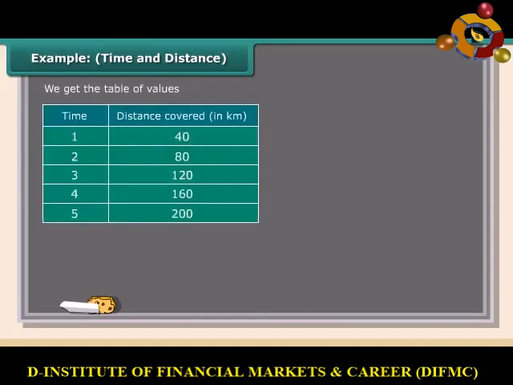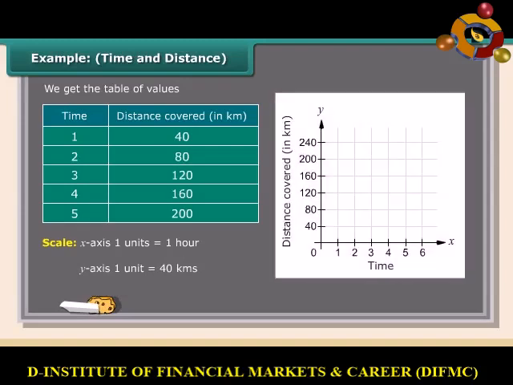We get the table of values. Scale: x-axis 1 unit equals 1 hour. Y-axis 1 unit equals 40 kilometers. A. Mark time on the horizontal axis. B. Mark distance on the vertical axis. C. Plot the points (1, 40), (2, 80), (3, 120), (4, 160), (5, 200). D. Join the points. We get a linear graph.